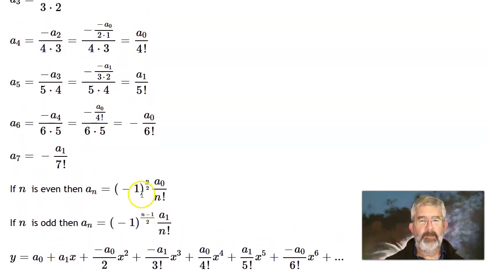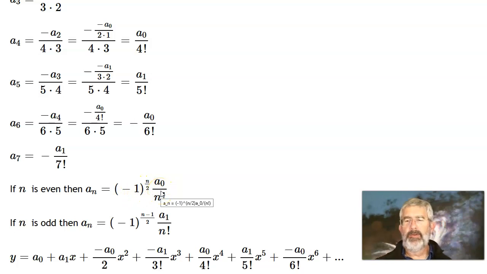Okay, so by doing this, if n is even, I can divide n by 2, and I know it goes in evenly. That'll be an integer. So minus 1 to the n over 2. Notice when n is 2, then this is minus 1 to the 1 power, which is negative. When n is 4, this would be 4 over 2, which is 2. Negative 1 to the 2 power is positive 1. All right? So this alternates back and forth for the evens.